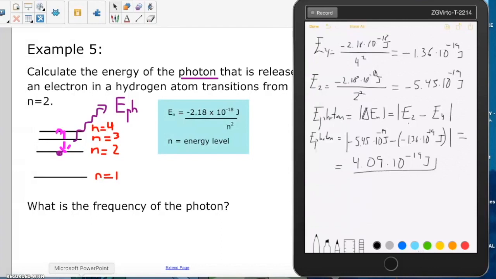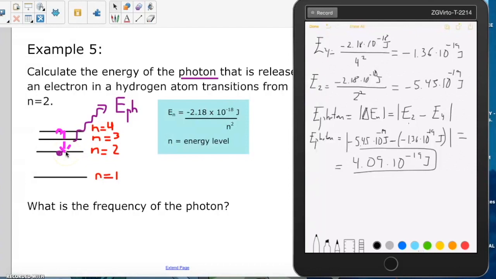And this is going to be the energy of the photon of light that is being emitted when I am jumping from state 4, energy level 4, to energy level 2, okay?